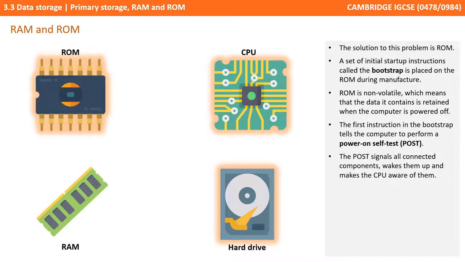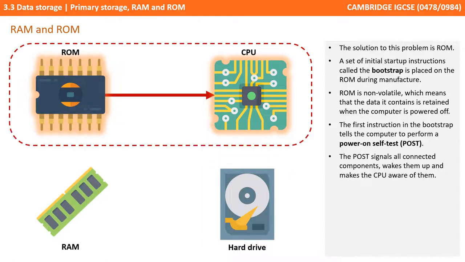The solution, as explained earlier, is ROM. It contains the bootstrap, a set of initial startup instructions placed on it during manufacturing. The ROM essentially contains a fixed set of instructions which are read-only and have been burnt onto it during the manufacturing stage. Now, the important thing to note here is that ROM is what is known as non-volatile, and that means when the computer loses power, the instructions in it remain. Now, this is very different from RAM, which is a volatile storage medium, so when the computer is turned off, the instructions are lost. This means when your computer boots up, it can go to ROM, find this set of initial startup instructions, and begin the process of booting up your computer.